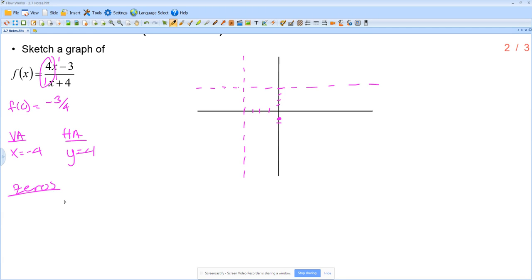Next, my zeros. Zeros, I'm looking at the numerator and setting that equal to 0. So I'll get x equals 3/4. So at positive 3/4, I have my x-intercept.